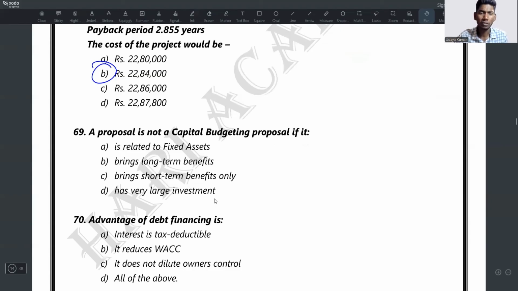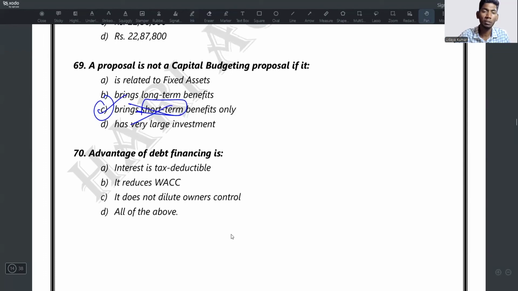So brings long-term benefits, brings short-term benefits only, has very large investment. So it's more than enough. The word short-term is nowhere used in capital budgeting. So just this is the right option, because a proposal is not a capital budgeting proposal if it brings short-term benefits only.